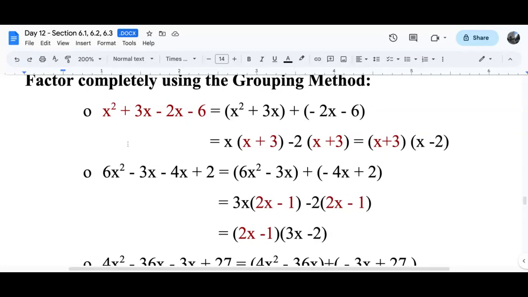So we want to group them, right? We will group x squared with 3x. We group negative 2x with negative 6. So with the first group, we can factor out x. The second group, we can factor out negative 2. Then we see x plus 3 is a common factor. So we factor it out. What's left for the first one? x. What's left for the second one? Negative 2. So we write it as x plus 3 times x minus 2.